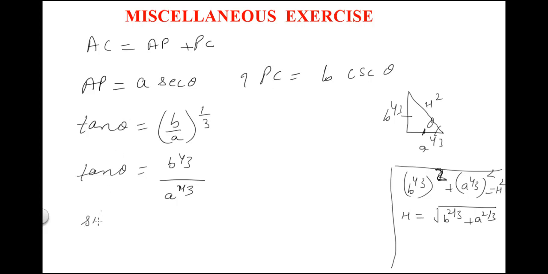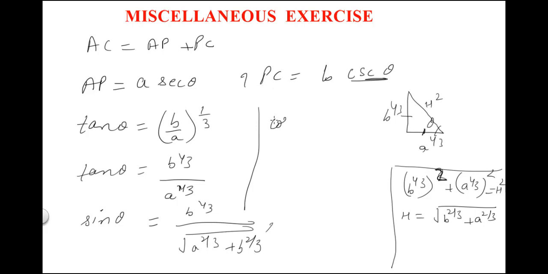Now what will be sine theta from here? Sine theta will be perpendicular, the side opposite to it, b to the power 1 divided by 3, divided by square root of a to the power 2 by 3 plus b to the power 2 by 3. Similarly, if we know sine theta, we can find out cosecant theta. It will be the reciprocal of it. Similarly, cos theta will be a to the power 1 divided by 3 divided by the same hypotenuse, which is square root of a to the power 2 by 3 plus b to the power 2 by 3.